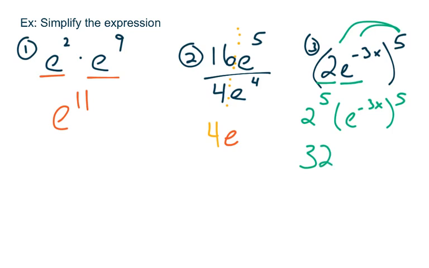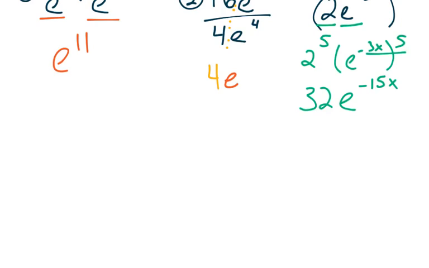For (e to the negative 3x) to the 5th power, we've got power to a power, two exponents right next to each other, so we multiply them. Negative 3x times 5 would give me negative 15x. Now we just need to make that exponent positive. The way we do that is by switching which side of the fraction it's on. So 32 is not part of the base that has a negative exponent, so that stays in the numerator. The base and the exponent go to the bottom side, e to the positive 15x power. That would be your answer for number 3, 32 over e to the 15x.